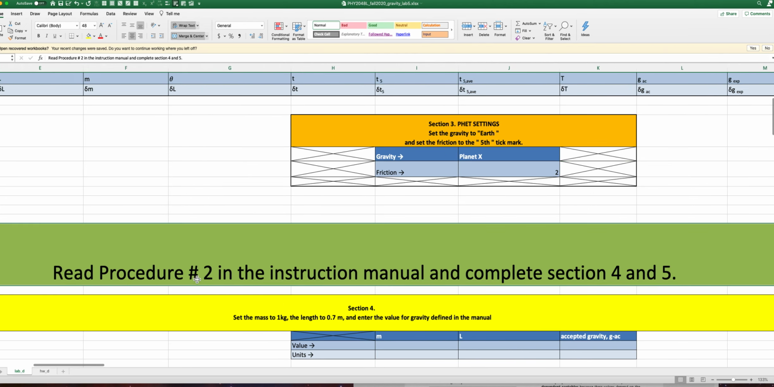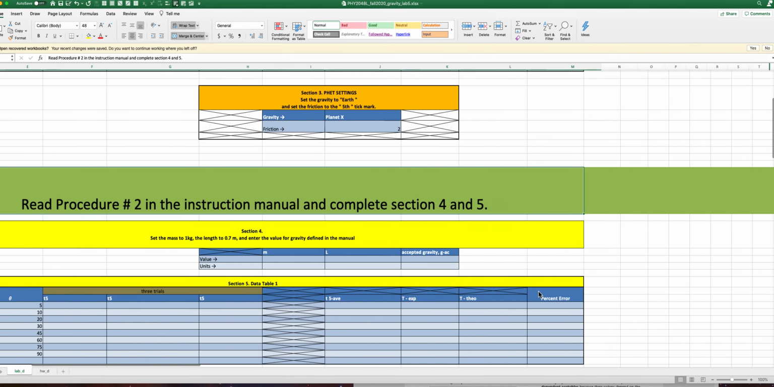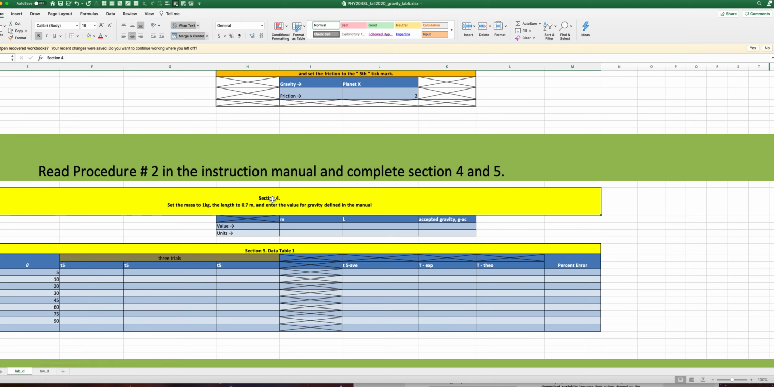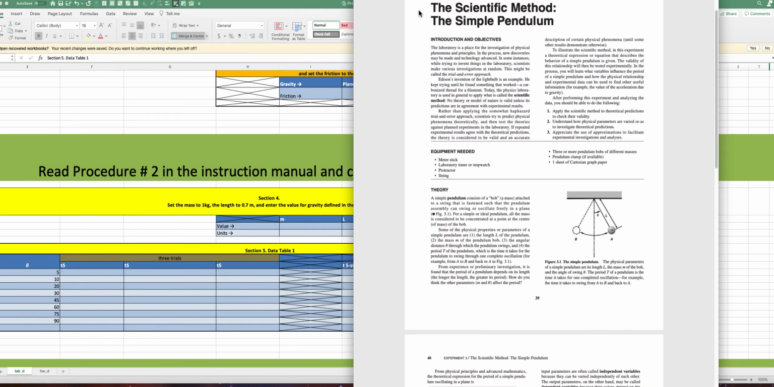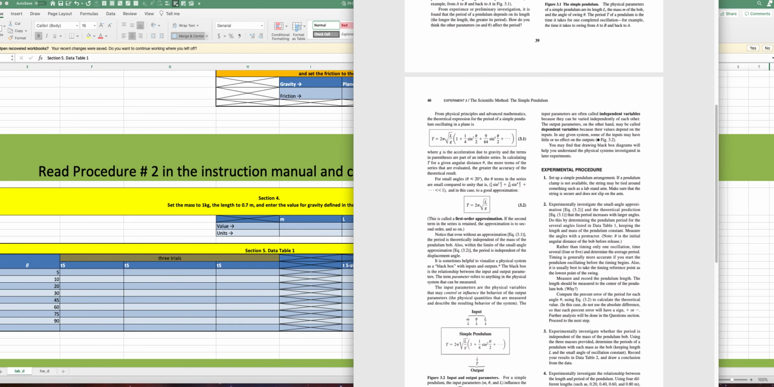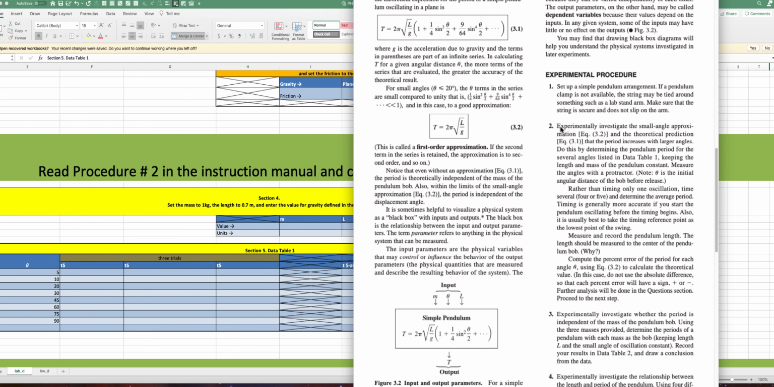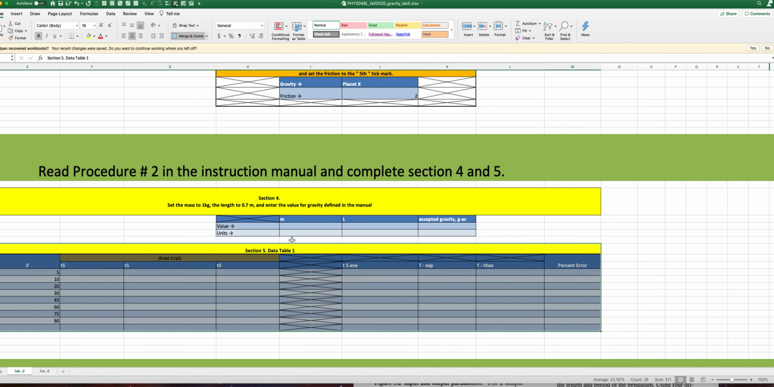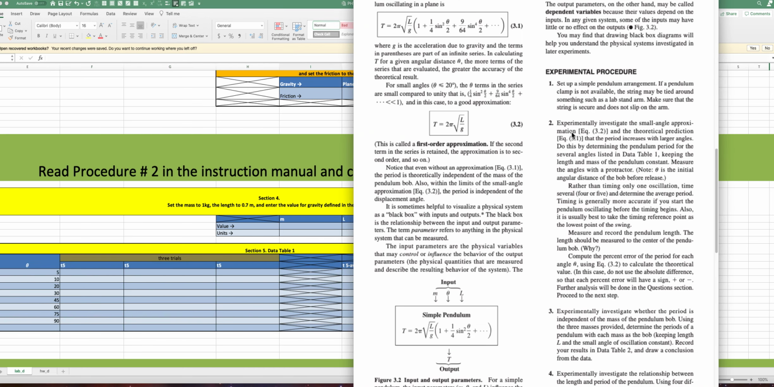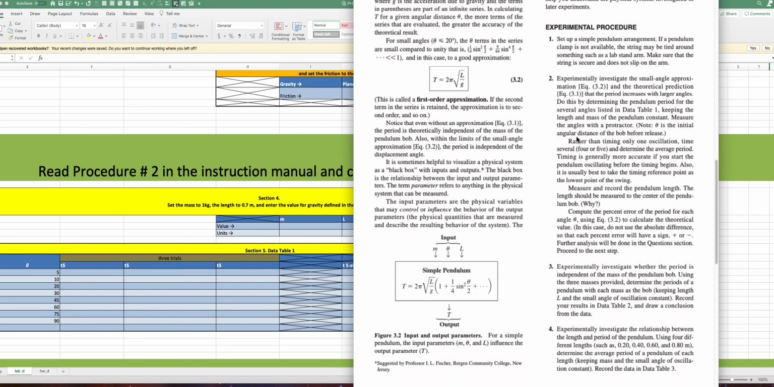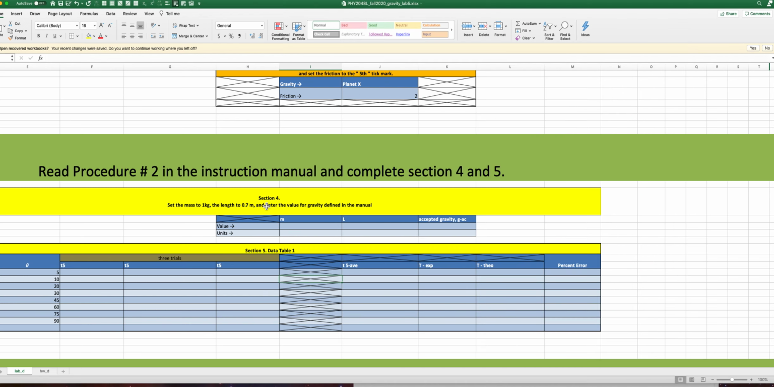So here it says read procedure 2 in the instruction manual and complete section 5 and 6. If you look at it, there's only section 4 and 5. Here this is section 4, and here this is section 5. So let's go to the manual. In the manual, you can see right here, this is section 2. I can't highlight the whole thing, but everything in sections 4 and 5, you're going to get the instructions over here in section 2. So you'll have to read that, but I'm going to go over that myself here.